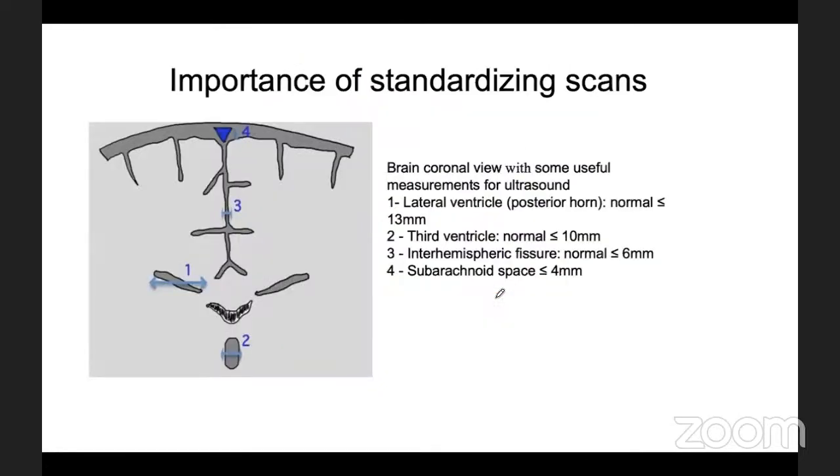So these are the important measurements in the standard scanning view. Number 1 is the lateral ventricle posterior horn, which should normally be less than 13 millimeter. 2 is the third ventricle width, less than 10 millimeter. The third one, interhemispheric fissure, normal width is less than or equal to 6 millimeter. And finally, the subarachnoid space should have a measurement less than 4 millimeter.